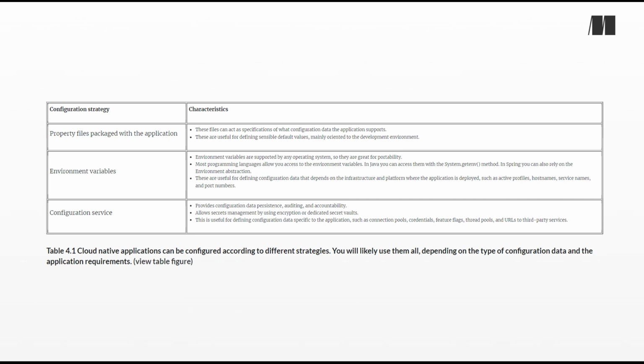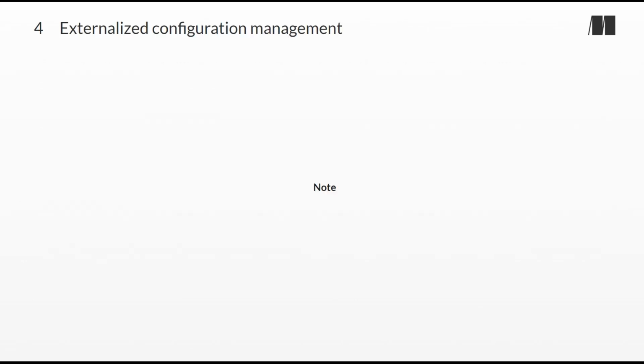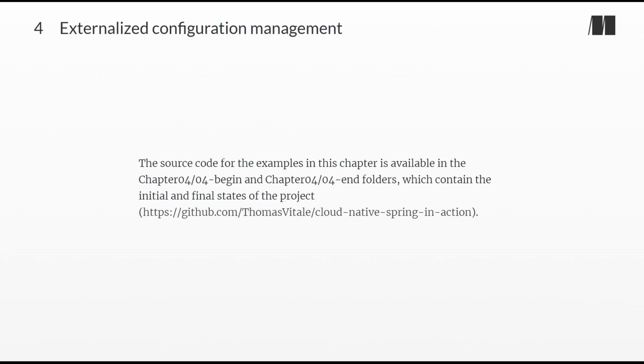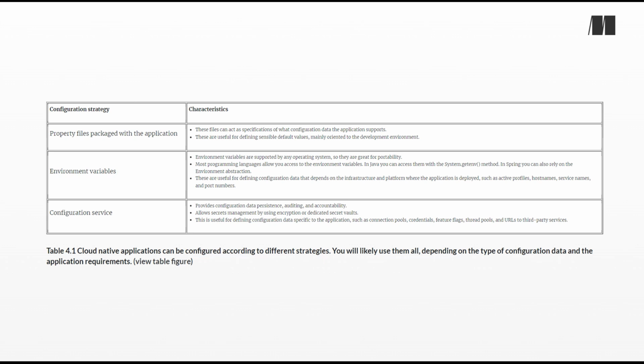Chapter 14 will further extend the subjects covered here, including secrets management and how to use config maps and secrets in Kubernetes. Note: the source code for the examples in this chapter is available in the Chapter 04/04 Begin and Chapter 04/04 End folders, which contain the initial and final states of the project. See this link. Table 4.1. Cloud-native applications can be configured according to different strategies. You will likely use them all, depending on the type of configuration data and the application requirements.